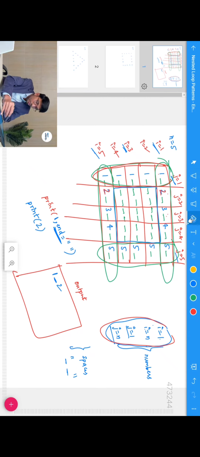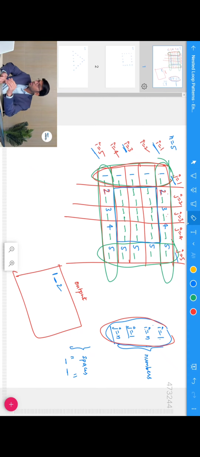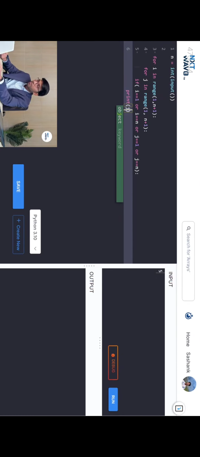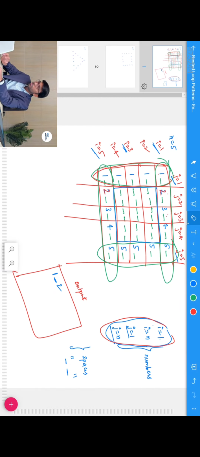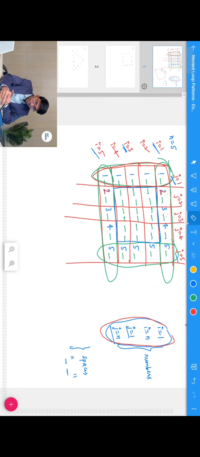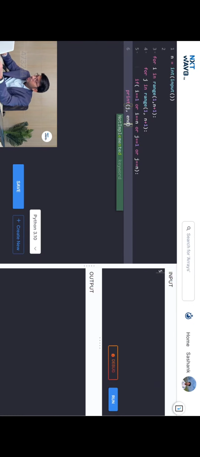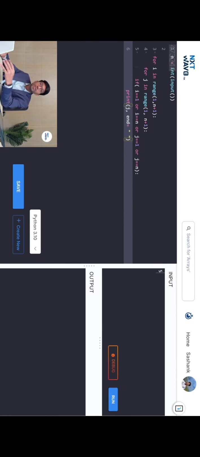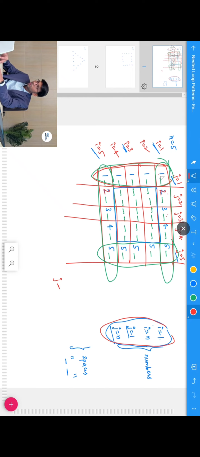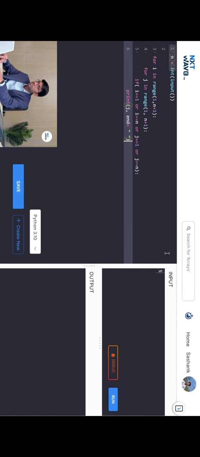Okay, so let's use the end argument here also. Print of j comma, we want j followed by a space. As you can see here, whenever we are printing something, we need to print the column number followed by a space. So that means print of j comma end equal to a space, right? So this will make sure that we are printing 1 space, 2 space, 3 space, 4 space, 5 space, etc.